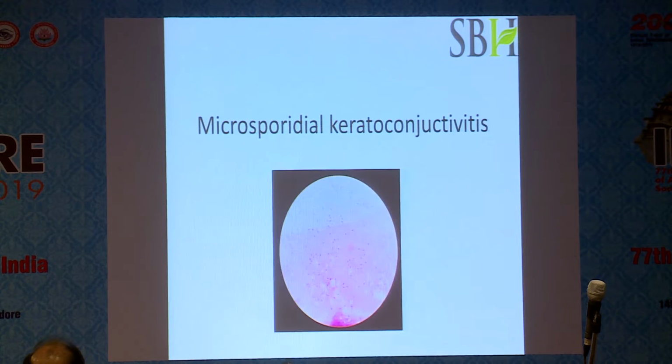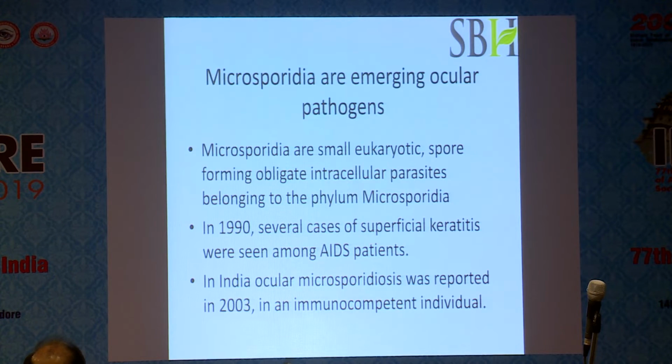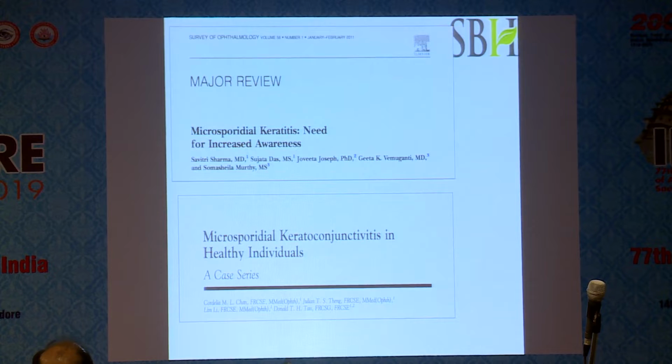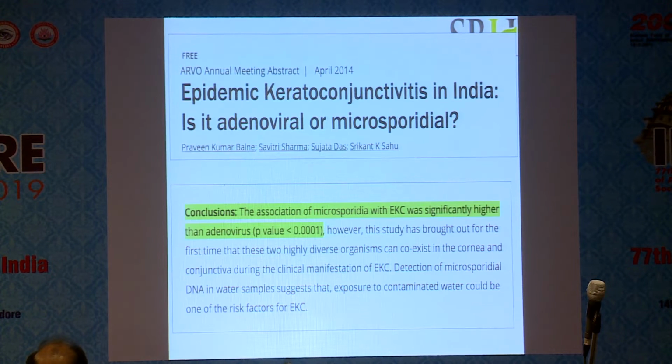Now coming to the next part of my talk, microsporidial keratoconjunctivitis, which I said is an emerging ocular pathogen. Initially, it was thought to be a disease of the immunocompromised, but now we have lots of studies showing that it can affect healthy individuals also. One report from LV Prasad, Bhubaneswar, on 300 patients found that the association of microsporidia with epidemic keratoconjunctivitis was significantly higher than adenoviral. That means what we were treating as adenoviral was actually microsporidia.